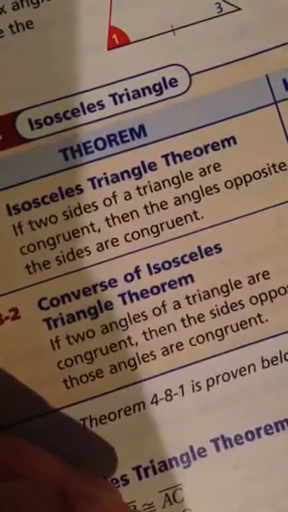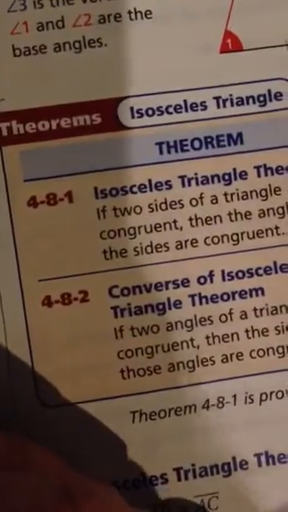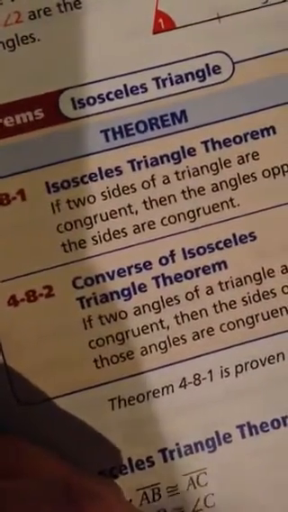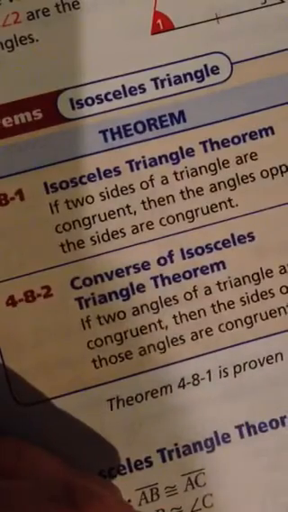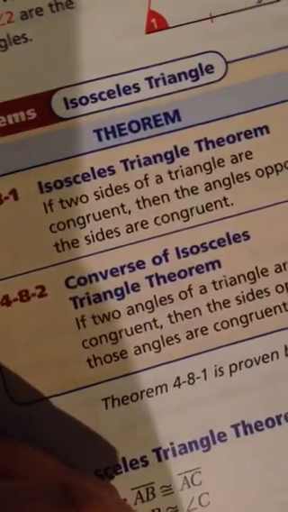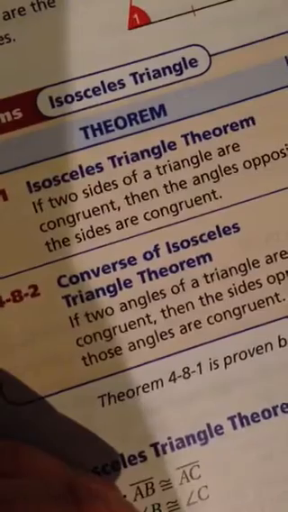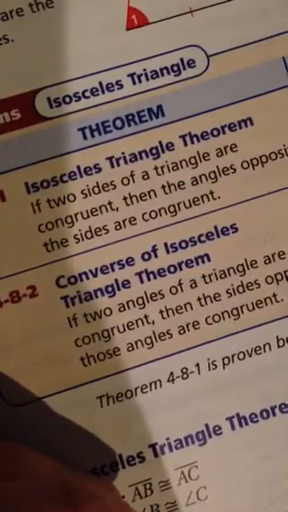All right, video number 2. We are going to look at these theorems really quickly, and then we will turn the page and jump into a couple of problems. So the isosceles triangle theorem says if two sides of a triangle are congruent, then the angles opposite the sides are congruent. We covered that in the first video.